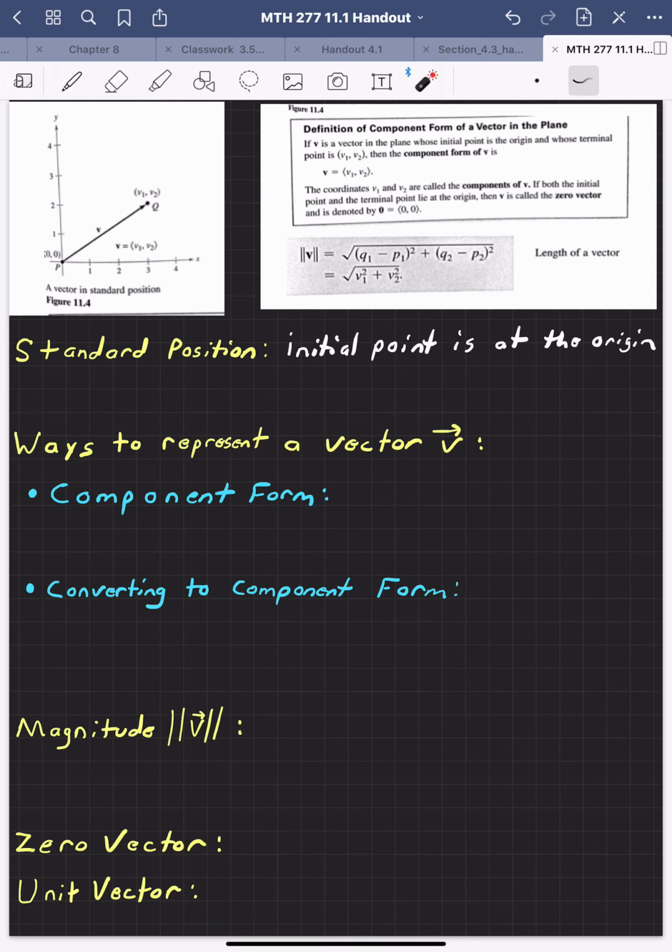Okay? Now, it doesn't tell us any other information. It just simply tells us that the initial point is at the origin. So we'll come back to that in just a second.